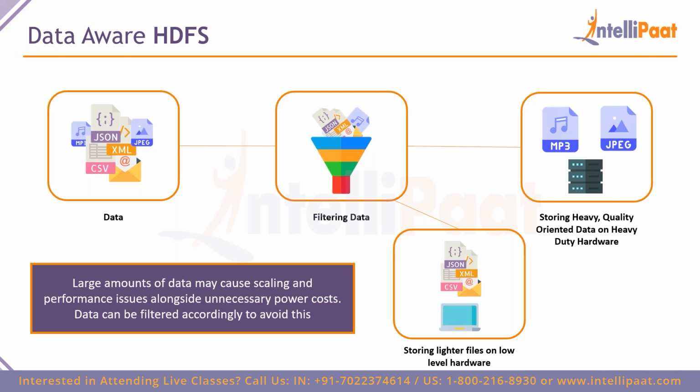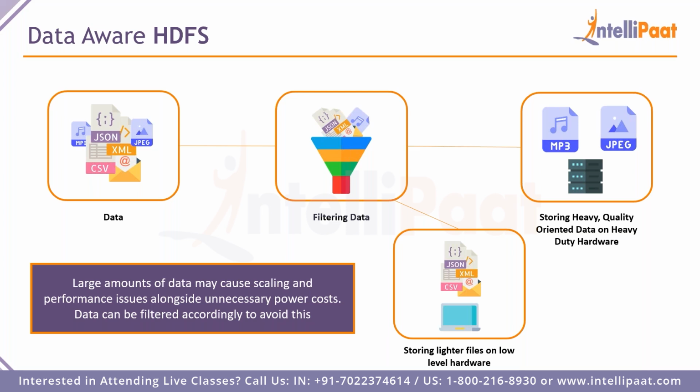When you specify a certain hardware in your commodity hardware itself, there's certain hardware which has high specifications, like high RAM, high processing power, and good storage. So what you could do is simply categorize your data into high quality or low quality, and store the high quality data on the high specification hardware and store the low quality data like JSON, XML, and CSV on the low specification hardware. That is essentially what the data aware HDFS is.